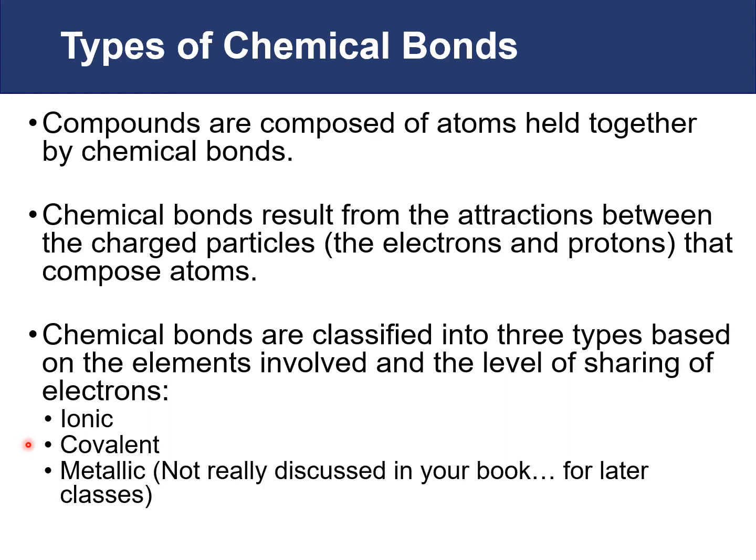The last category of chemical bonds are metallic, which is not really discussed in your textbook and is generally left for later classes in chemistry. We will not be discussing metallic bonds in this course.